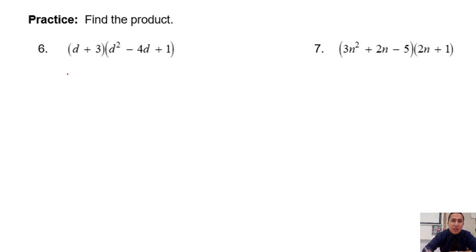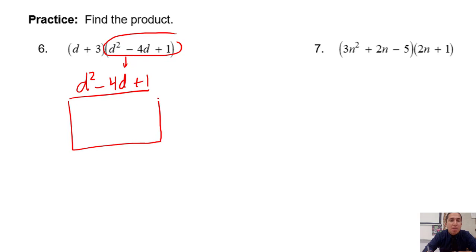Next one. All right, it's going to be a little bit harder right here. Look at this. You got a binomial times a trinomial. Oh my gosh, how am I going to do this? Don't know. But here's what I'm going to do. I like to lay these long guys right here on the very top. So it's going to be d squared minus 4d plus 1. That's going on the top. Make my little square here. I have to have a path for the d squared, a path for this negative 4d, and a path for that plus 1. Now I take that d plus 3 and I put them right here. D plus 3. Make little alleys for these guys.